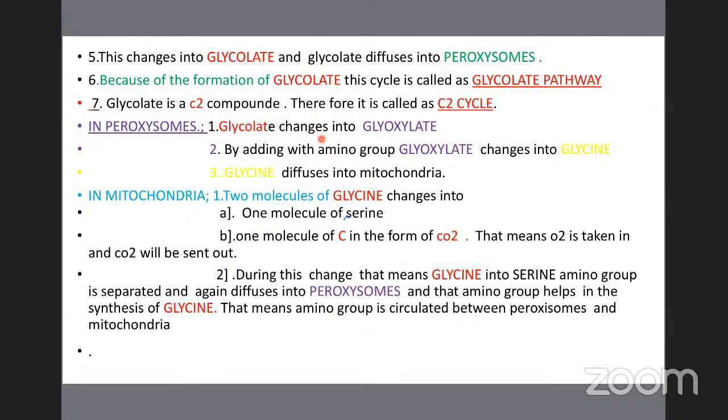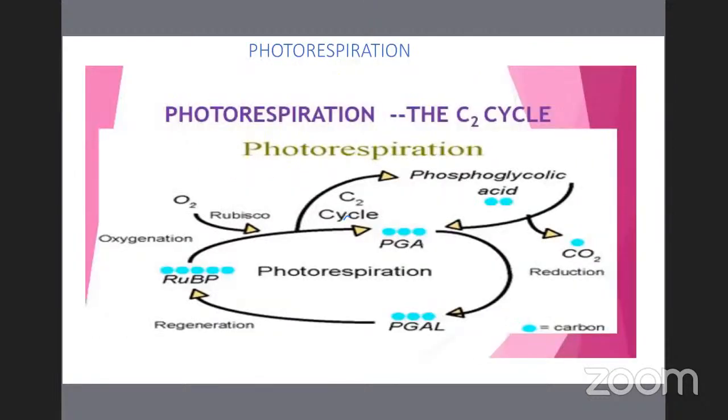And this is focusing on the fact that this amino group is again ready to combine with the glycolate to form glycine. That means this amino group is helping in regenerating glycine, and also this amino group is circulated between peroxisomes and the mitochondria. These are the changes in mitochondria.